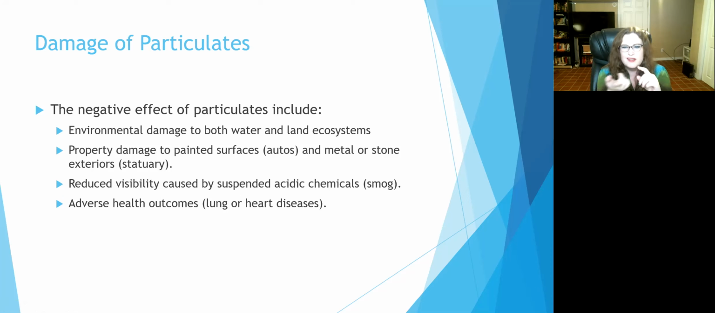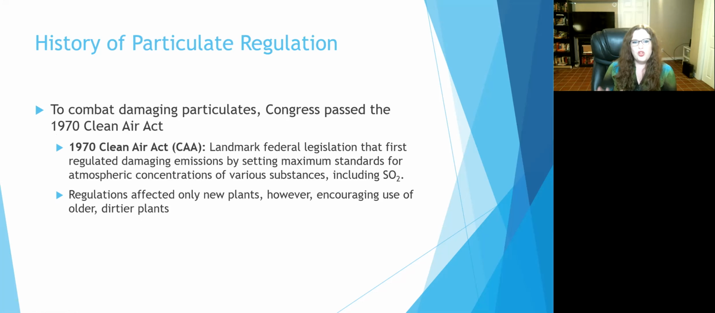Some of the negative effects are environmental damage to water and ecosystems. We see property damage to painted surfaces such as automobiles, our stone exteriors, our metal. That's why you have to repaint your house way more often than you would if we didn't have acid rain problems. Reduced visibility because there are suspended acidic chemicals, i.e. smog. There are adverse health outcomes, where people who live upwind of a lot of different coal burning factories tend to have a lot of lung and heart diseases. So these are just lots of really interesting and pervasive negative production externalities that are happening.